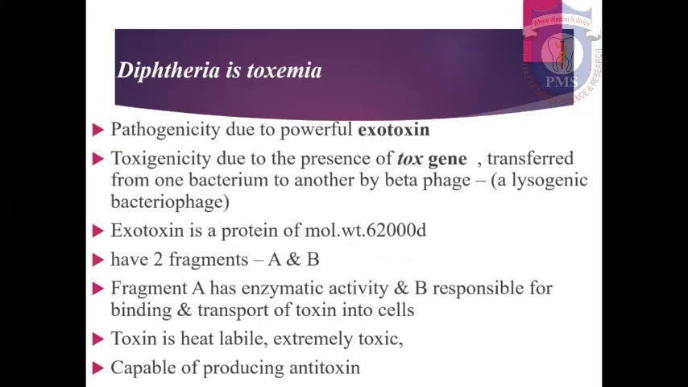Coming on to the pathogenesis, we already said that the virulence factor behind diphtheria is diphtheria toxin. That is, pathogenicity is due to a powerful exotoxin. Toxigenicity is due to the presence of the toxin gene transferred from one bacterium to another by beta-phage. This exotoxin is a protein of molecular weight 62,000 Dalton and has two fragments, A and B. Fragment A has enzymatic activity and fragment B is responsible for binding and transport of the toxin into cells. The toxin is heat labile, extremely toxic and capable of producing antitoxin.